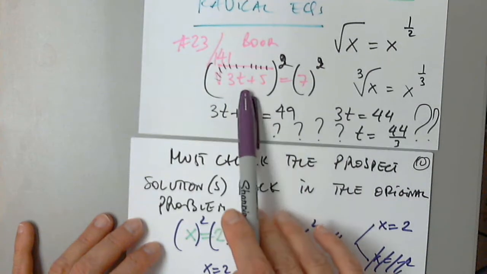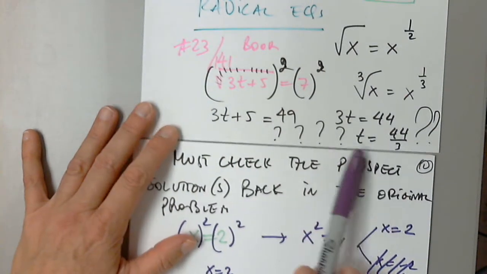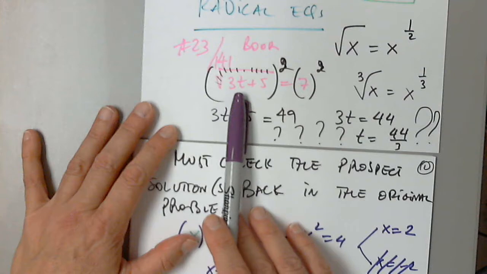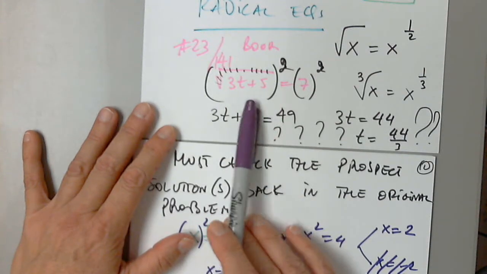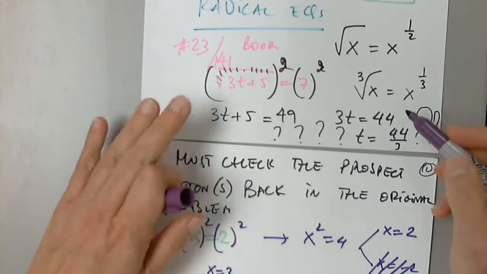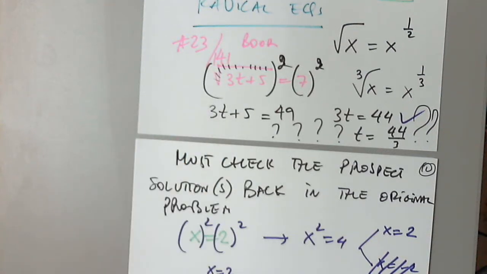So when we go back, 44 divided by 3 times 3 is 44. 44 plus 5 is 49. The square root of 49 is 7. So yes, I went back and I checked and it works, and that's the solution. But I have to go back and check.